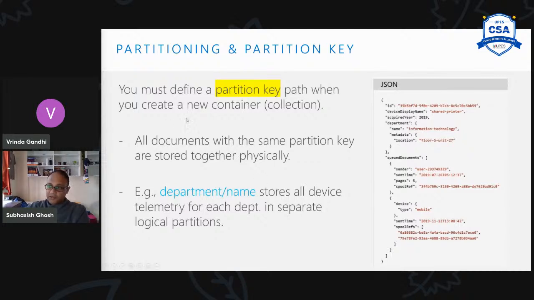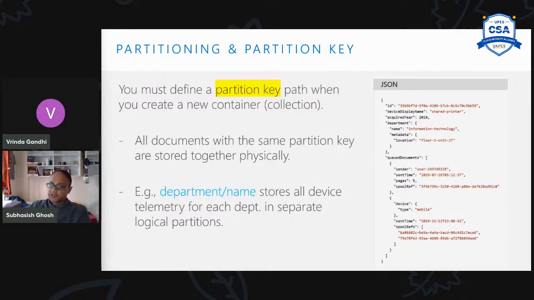Why? Because this second point is very vital. All the documents or items or records, whatever you call them, with the same partition key are stored together physically, and they reside in what we call logical partitions. This means I could query across a department very efficiently, as in this JSON document, because I've chosen department/name as the partition key. It stores all the device telemetry of each department in separate logical partitions. That is the core essence of a partition key.